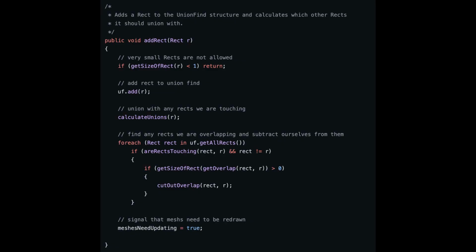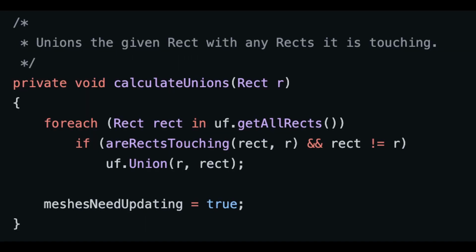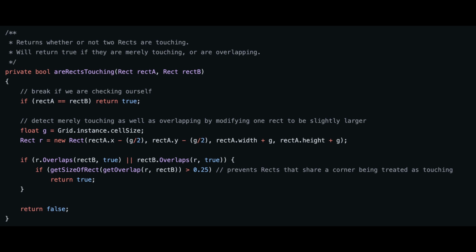So onto zone manager. Once a rect has been passed in from the draw zone script, it arrives in the add rect method. We then add it to the union find data structure, which will initialize the rect with its own unique root, i.e. it is treated as separate from all of the other rects on the map. We then run a method to find which rect this one is touching, and should therefore be unioned with. The code to check if 2 rects are touching or overlapping looks like this.